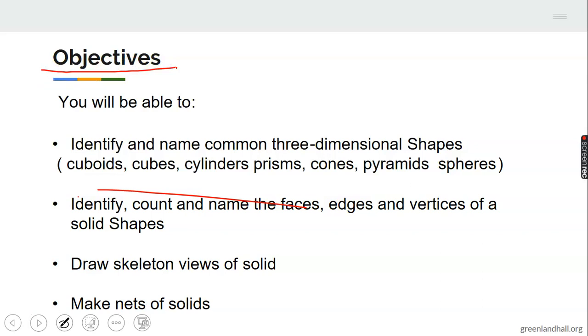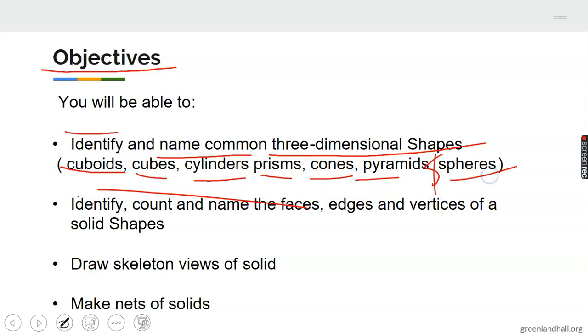At the end of this topic, you will be able to identify and name common three-dimensional shapes such as cuboid, cubes, cylinder, prism, cones, pyramid, and sphere. Second, identify, count, and name the faces and vertices of a solid shape. You should also be able to draw the skeletal view of a solid, and make a net of a solid, that is, open up a solid shape into a flat form.